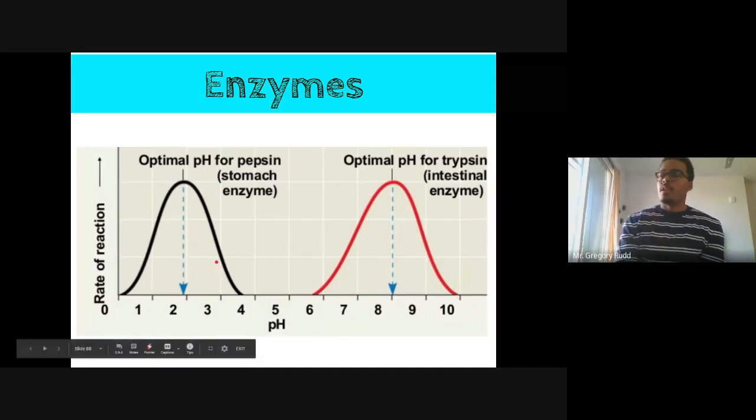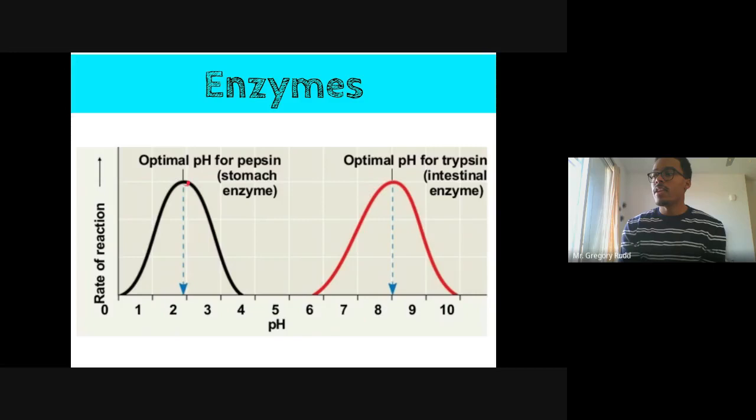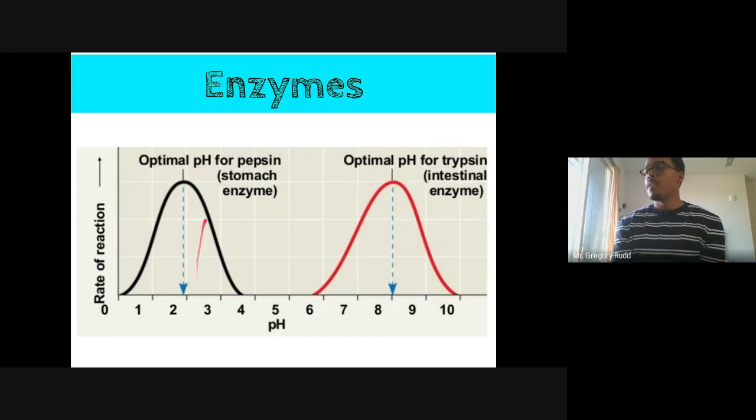Now, the most important thing to pick out from these two graphs is really this blue arrow. The blue arrow is drawn from the highest point in the graph down to the x-axis. And that tells you that the optimal pH for each of these enzymes is going to be found where the curve is the highest. So again, we can see that this curve is kind of going up. It's going to go all the way up, it will hit its high point, and then it's going to fall back down. This high point is called the optimal pH.